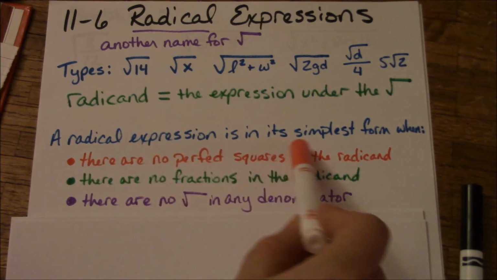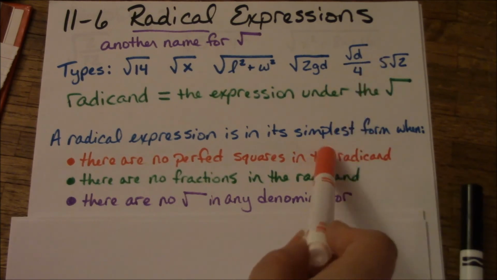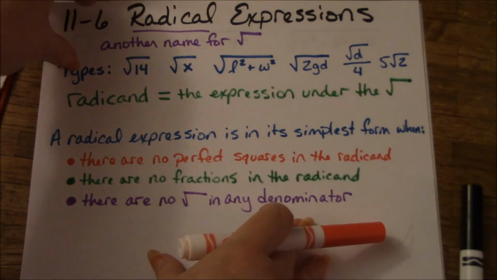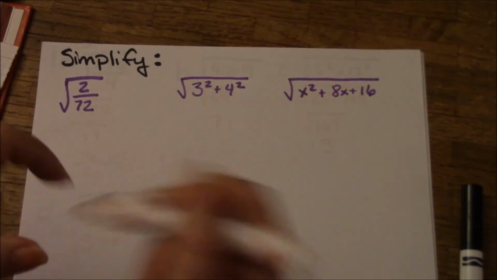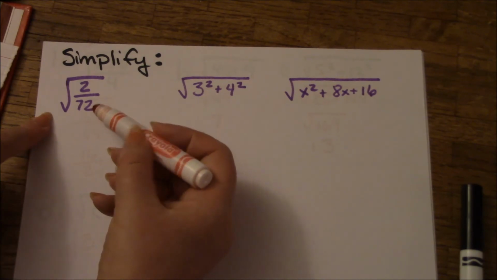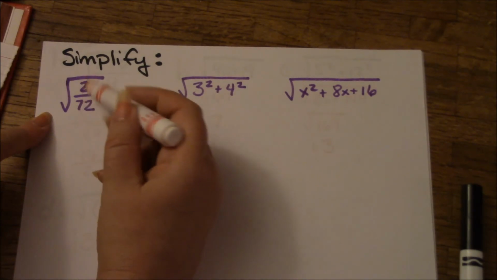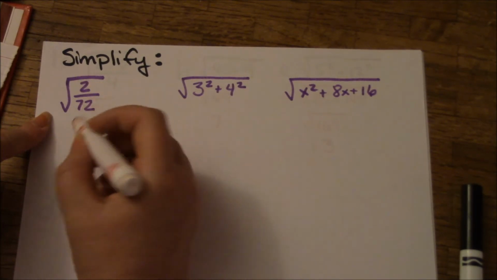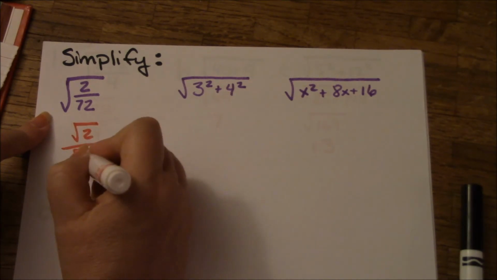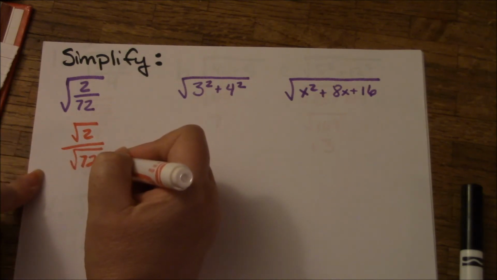And you know, if it's telling you about its simplest form, that's what it's going to ask you to do. We get to simplify radical expressions. So let's try some of these together. Here is a fraction underneath the radical sign. If you've got a fraction like this, this is the square root of 2 over the square root of 72. These are the same things.